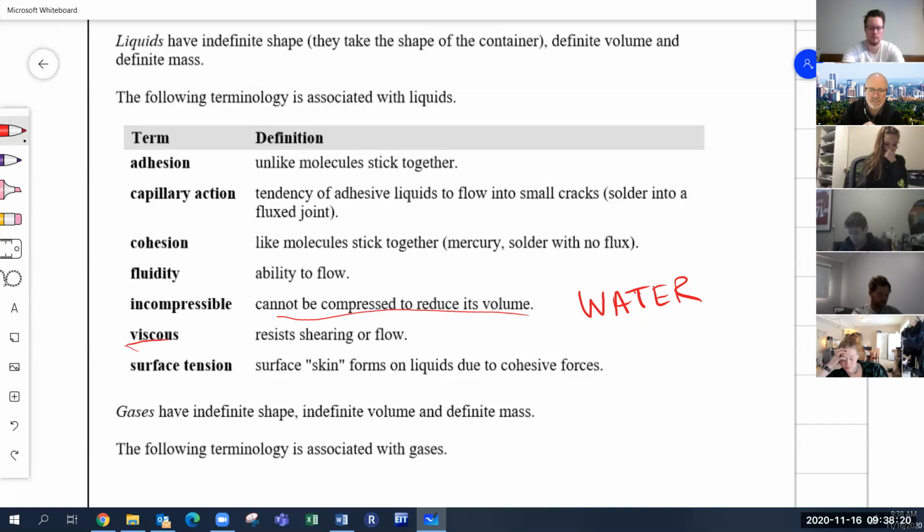Viscous is the next word. It resists shearing or flow. And then there's surface tension. It's that surface skin that forms on liquids due to those cohesive forces.